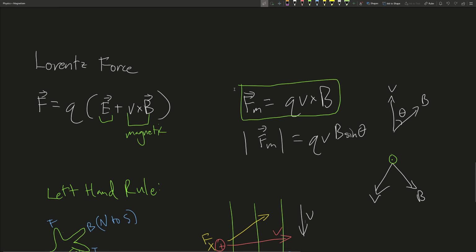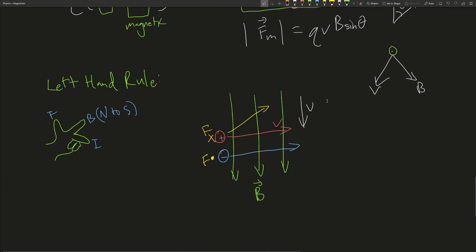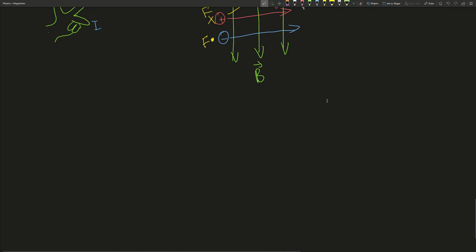Okay, so now we have this equation here, Fm is equal to QV cross B, for the Lorentz force on a charged particle, but we also can easily derive the equation for the Lorentz force on a current carrying wire. So if we had a wire here, and then we had some current running through this wire, let's just say in this direction, and there was a magnetic field. So if the wire was in a uniform magnetic field, let's just say it's going out of the page.